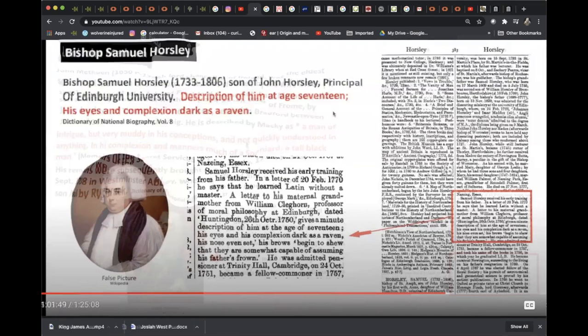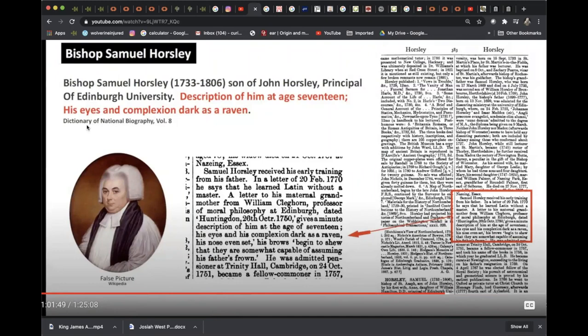This is Bishop Samuel Horsley. This is from Dictionary of National Biography, Volume 8. You can look it up. He's from the 1700s to 1806. And it says here, Bishop Samuel Horsley, son of John Horsley, principal of Edinburgh University. Description of him at age 17: his eyes and complexion, dark as a raven.